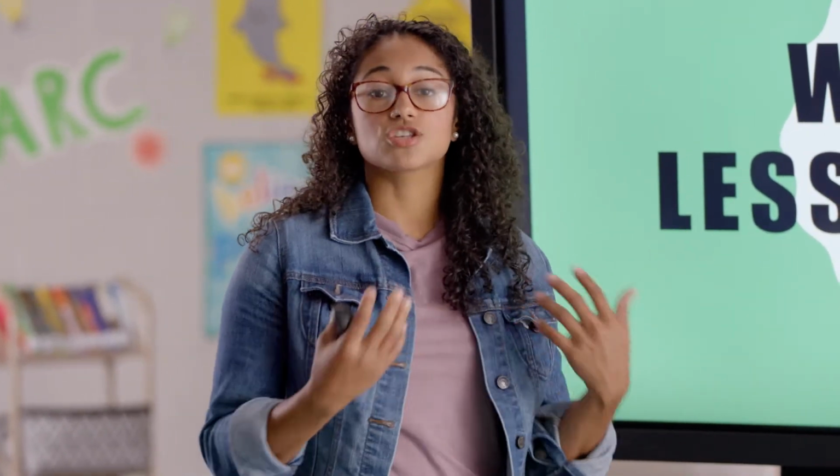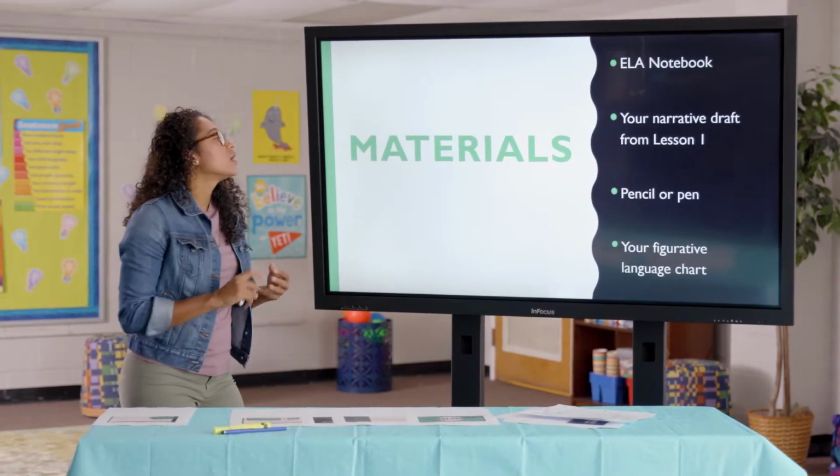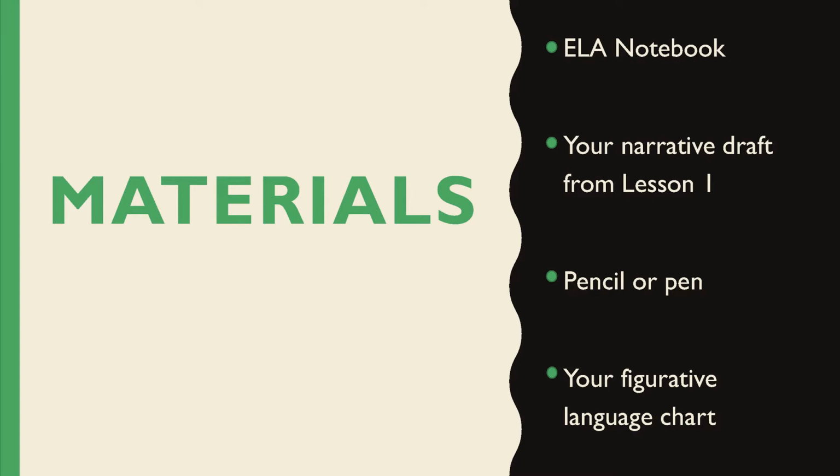This is the second part of our writing lesson that we're building on from our first lesson where we organized our narrative and started writing our rough draft. For this lesson, you'll need your ELA notebook, your narrative draft from lesson 1, something to write with, and if you have it near you, your figurative language chart might be helpful.